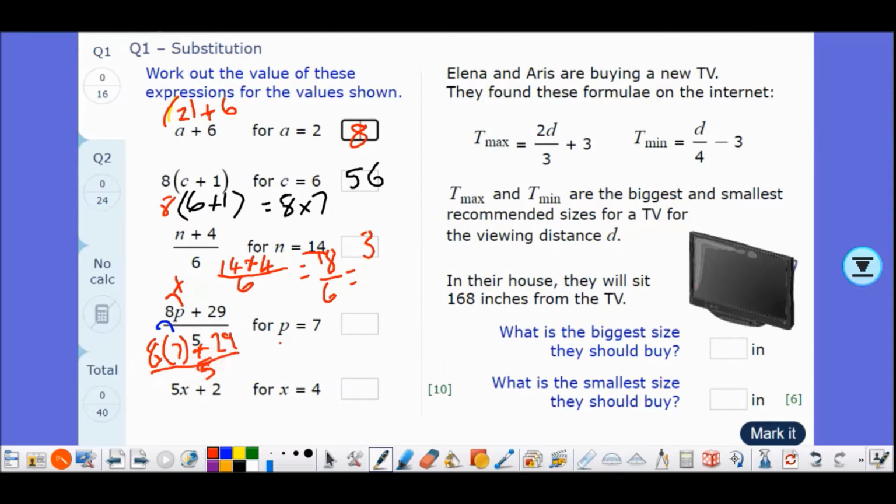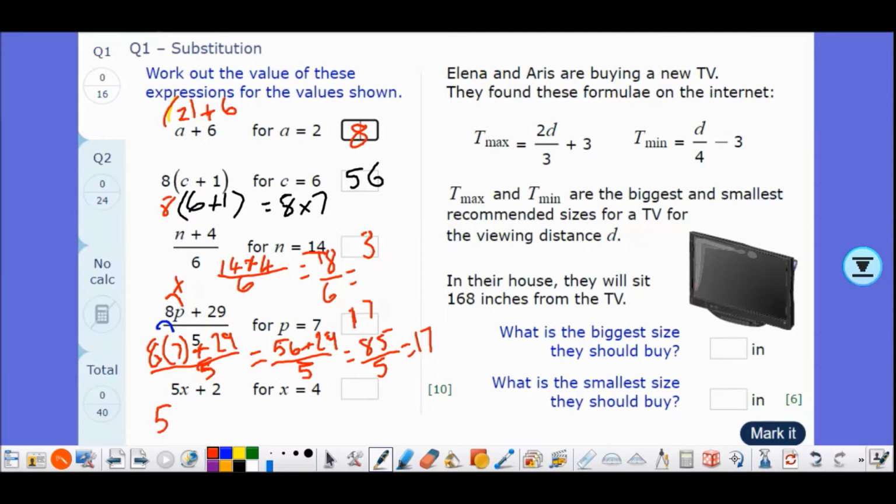Okay, so on this one I've got 8 times 7. 8 times 7 is 56 plus 29. So I've got 56 plus my 29 divide by 5. 56 plus 29 is going to give me 85. 85 divided by 5 is going to give me 17. So my answer would be 17.